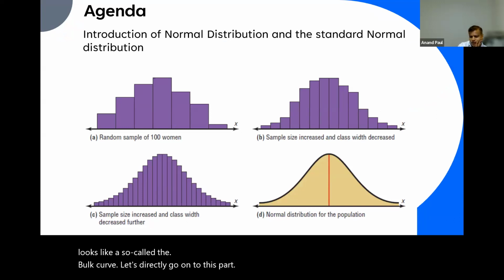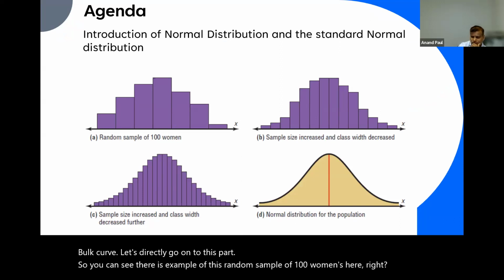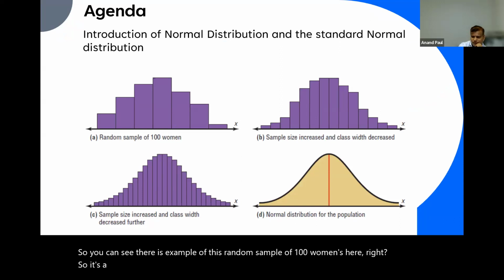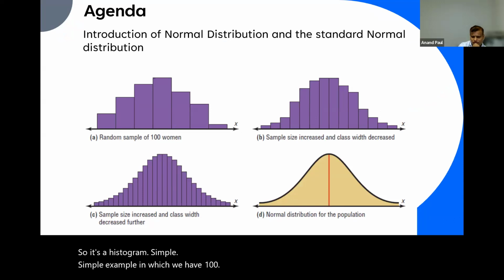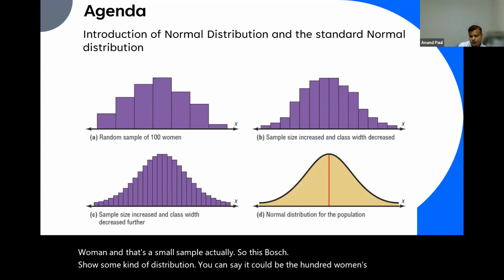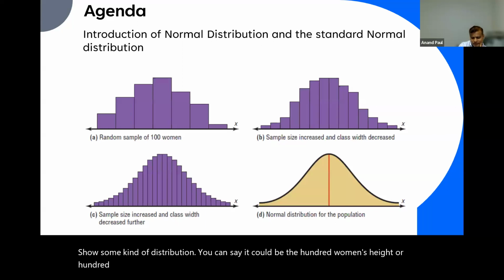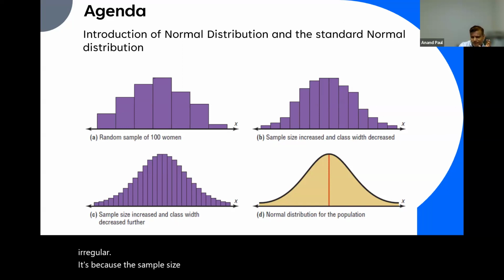So you can see this example of a random sample of 100 women here, right? It's a histogram, a simple example in which we have 100 women, and that's a small sample actually. This bar shows some kind of distribution. It could be the 100 women's height or weight. But you can notice that this histogram is kind of bulky and irregular. It's because the sample size is small. So real data often looks uneven when the sample size is very small.